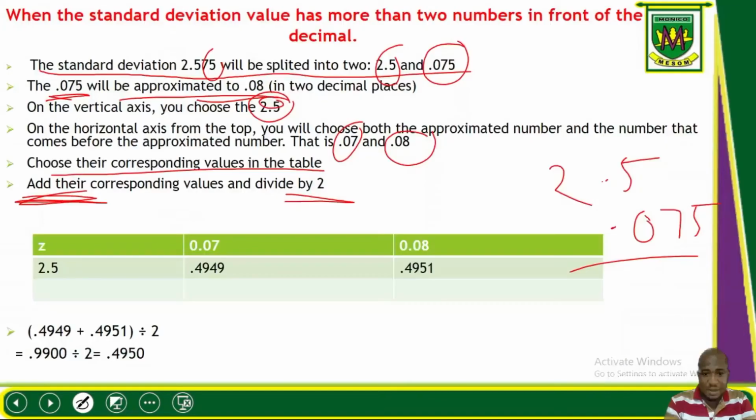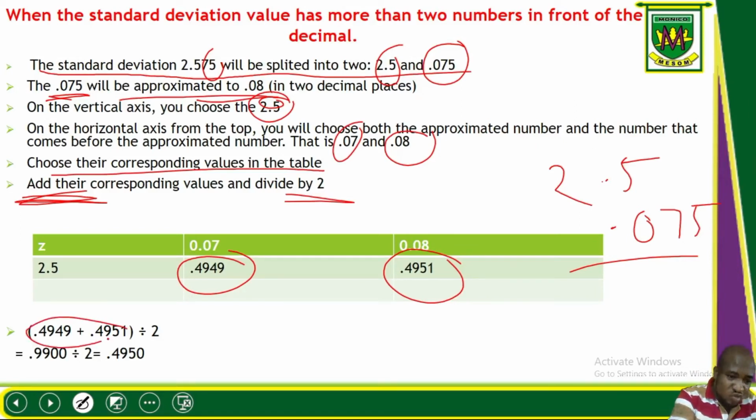Sorry. So now let's come back to this slide. Under 0.07, we have 0.4949. Under 0.08, we have 0.4951. What I said is, we will add the 2. So adding the 2 will give us this value. Then we divide by 2, and we will arrive at the z-score of 0.4950. Or you can say 0.4950.